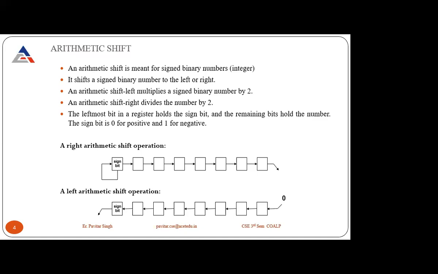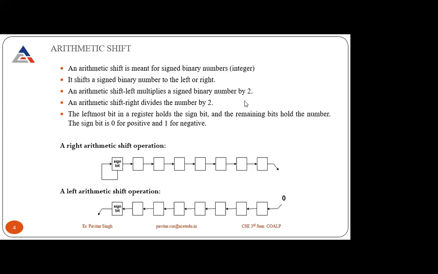Now you can convert it using 16, 8, 4, 2, 1. So 1, 0, 1, 0, 0. This is your 20. We started with the value 10, but after performing the ASHL, your value becomes twice. It means that an arithmetic shift left multiplies a signed binary number by 2. I hope the concept is clear, right?